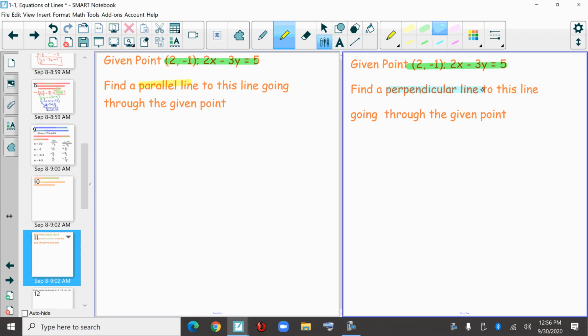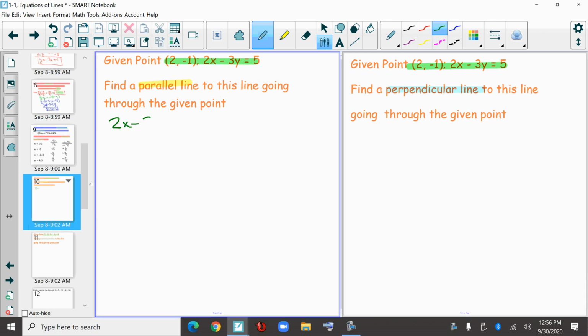What do I mean? So if we take the first one, we're going to take the given equation, which is 2x minus 3y is equal to 5. And we're going to solve that for y. The reason we're solving that for y is because I need the slope out of that equation. I'm going to divide each and every term by -3. So I have y is equal to positive 2/3 x minus 5/3.